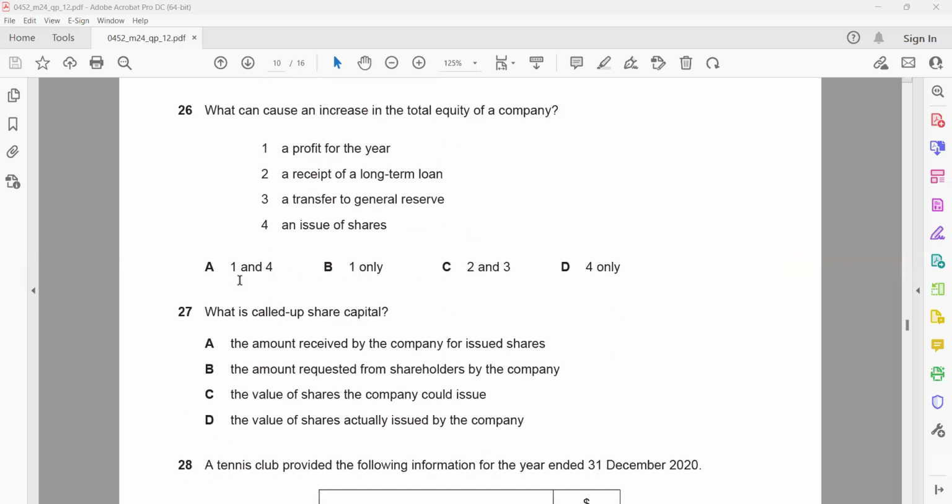Okay, 26. What can cause an increase in the total equity of a company? Equity means ordinary share capital, retained earnings, general reserve. So these are possible items. So an increase means you get profit. This one has nothing to do with it. A transfer to this has no effect. An issue of ordinary shares can increase the equity. So 1 and 4 should be the answer. Okay, next.